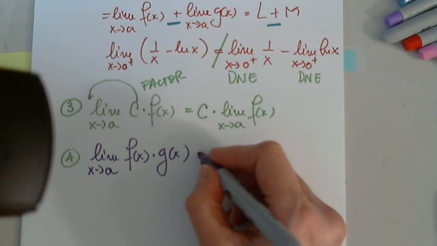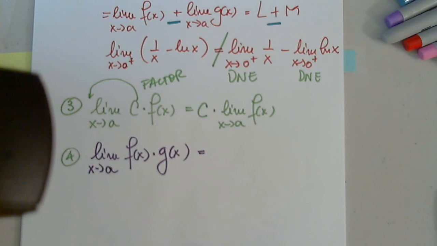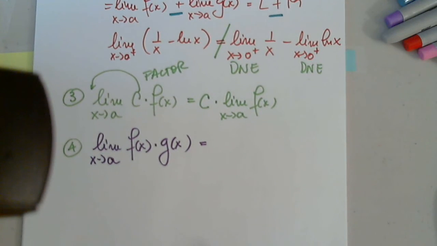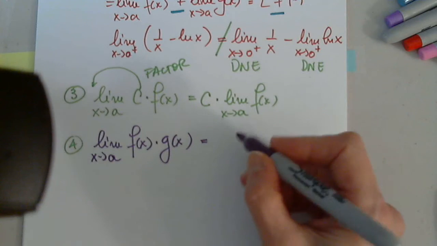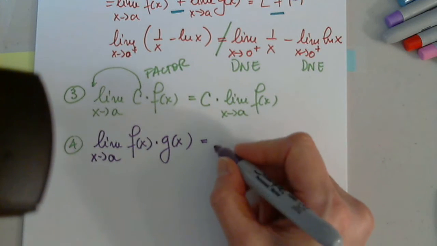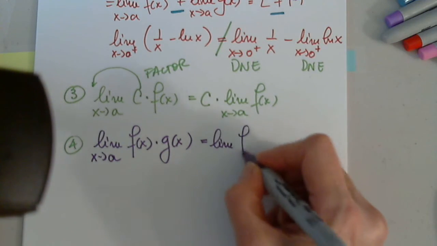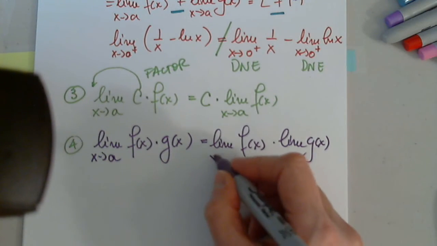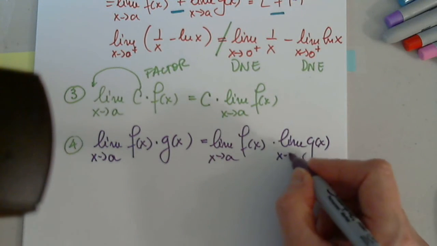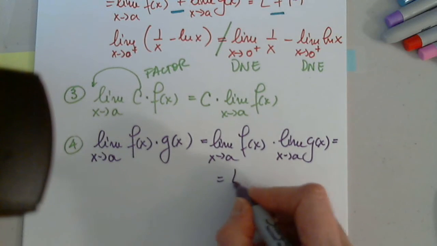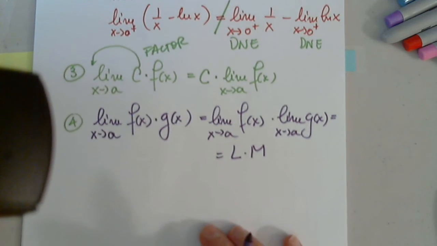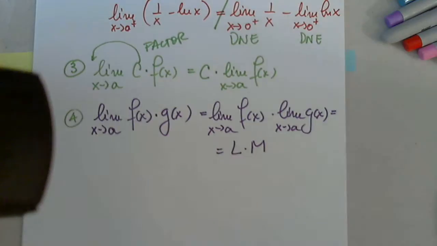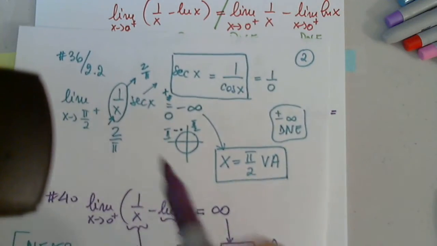Limit of f of x multiplied by g of x as x approaches a from either side. Common sense, what do you think this will be? It would be L times M. So it will be limit of f of x multiplied by limit of g of x. That's our first step. And yes, it is L times M. Perfect.